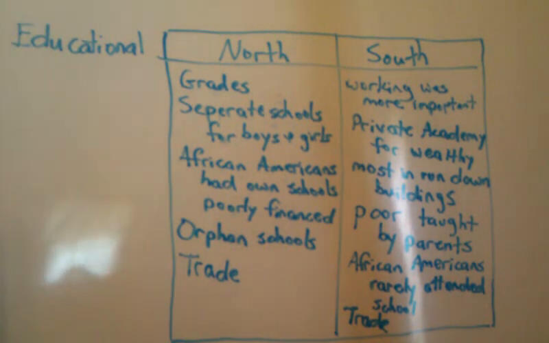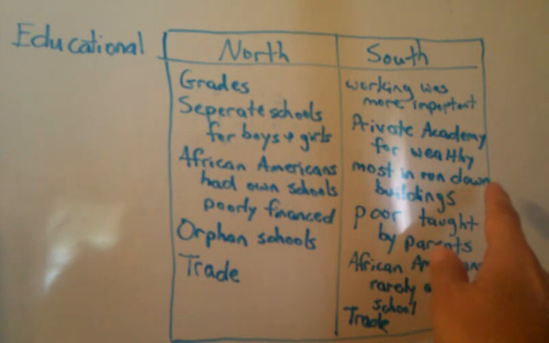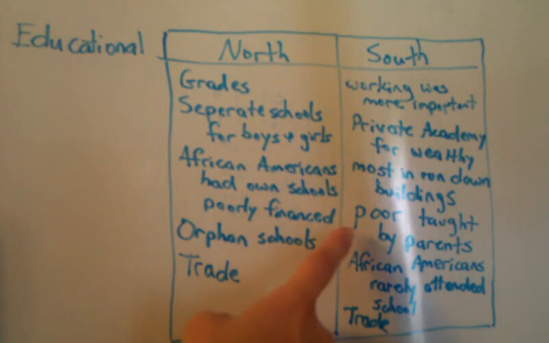Okay, let's look at our graph. Education. In the South, working was more important than going to school. They did have private academies for the wealthy. Most were in rundown buildings. The poor were taught by the parents, who didn't know a whole lot more than they did. African Americans rarely attended school, and if they went to school, they weren't taught reading and writing. They were taught how to trade.